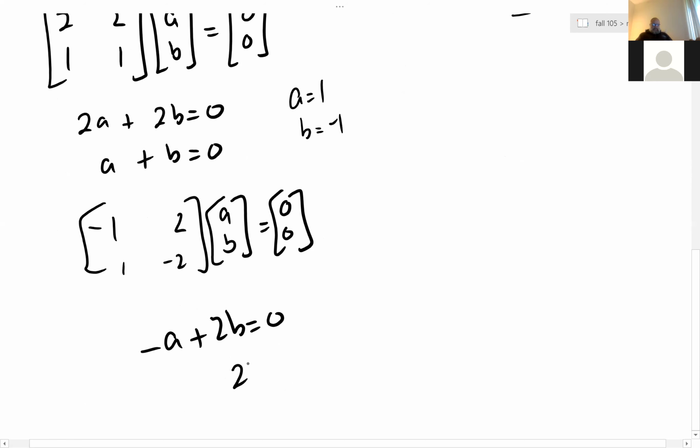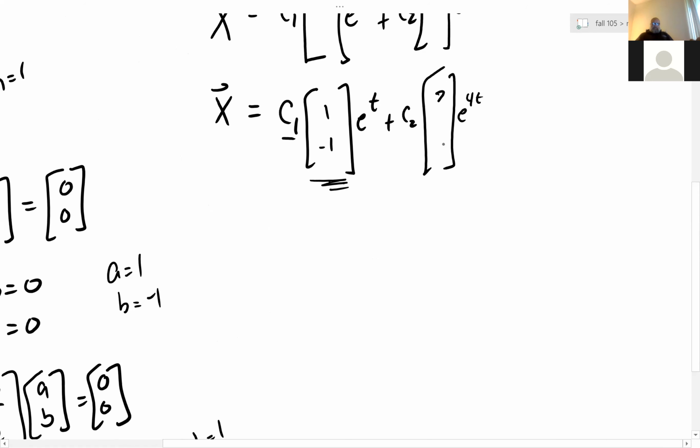Well, I feel like 2b is equal to a. That's right. Well, could a equal 1? A could very well equal 1, but that would mean b would equal a half. So personal preference, if I'm you, I'm going to let b be the 1. But you do you. And if b is 1, then that means a is equal to 2. Cool. So my vector would be 2, 1.